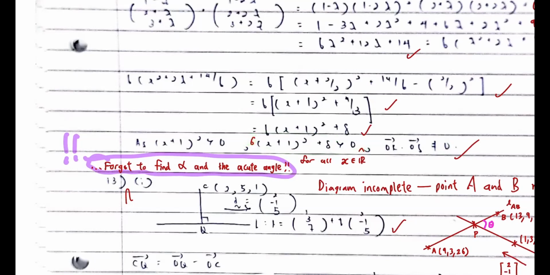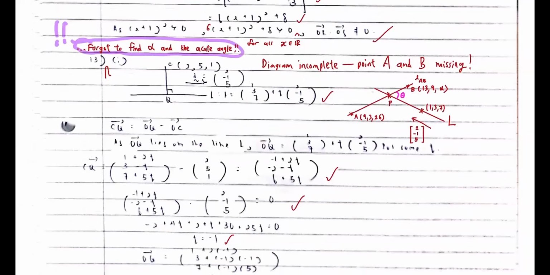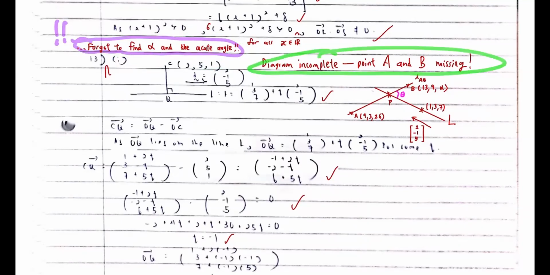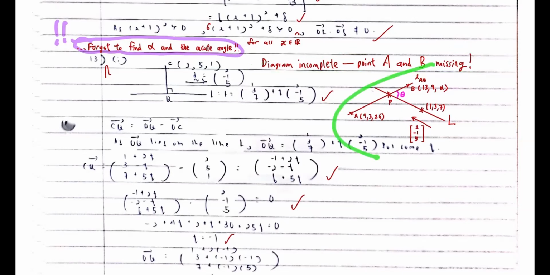Yeah, left out 6. Then 13 part 1, you never answer the question. There was one part that wasn't labeled part 1, part 2, part 3. Then there's a portion before part 1. They ask you to find the value of alpha and the acute angle. Okay, you left that out. And also, the diagram is incomplete. You did not include a point A and a point B. This is the complete diagram.